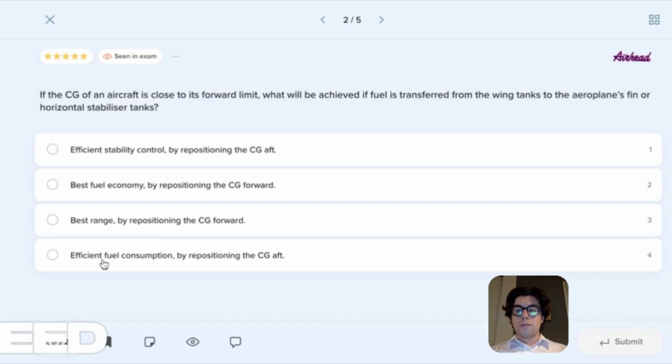So if the CG is more aft, we'll have efficient fuel consumption by repositioning the CG, yes. Best range by repositioning the CG forward? It's the opposite. Of course, fuel economy forward as well is the opposite. And efficient stability control? No, the aft CG decreases stability, but it favors the maneuverability of an aircraft.